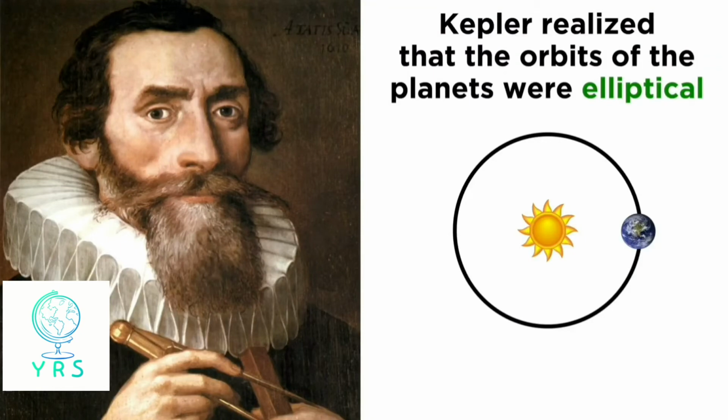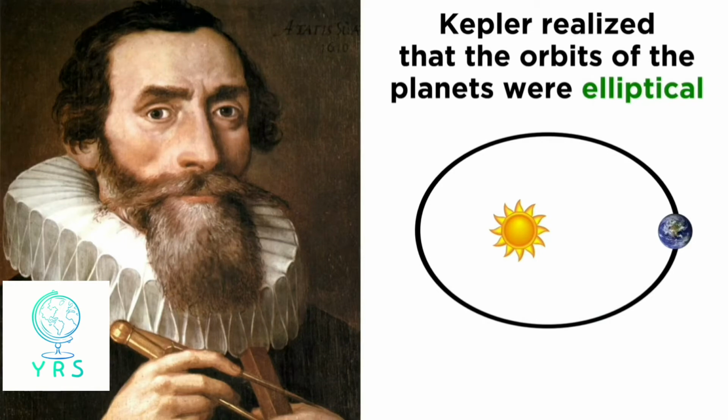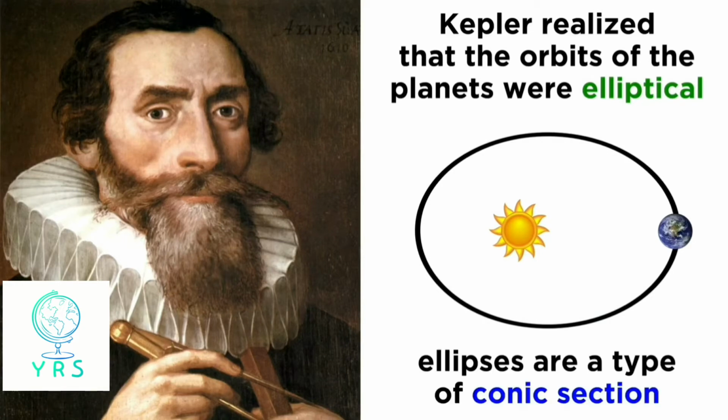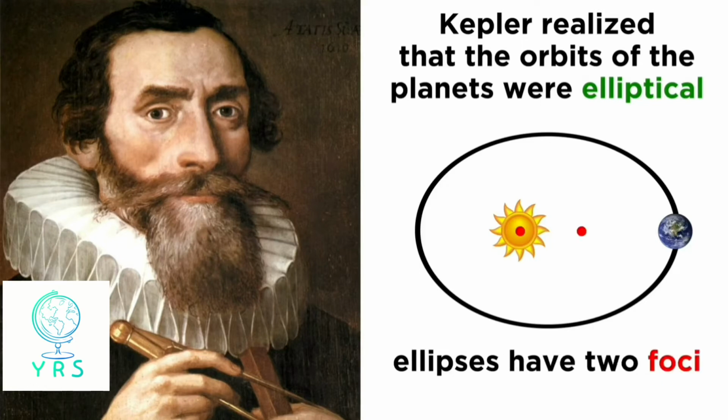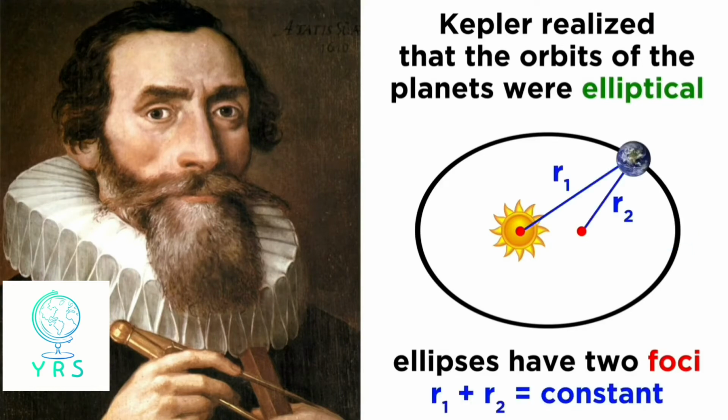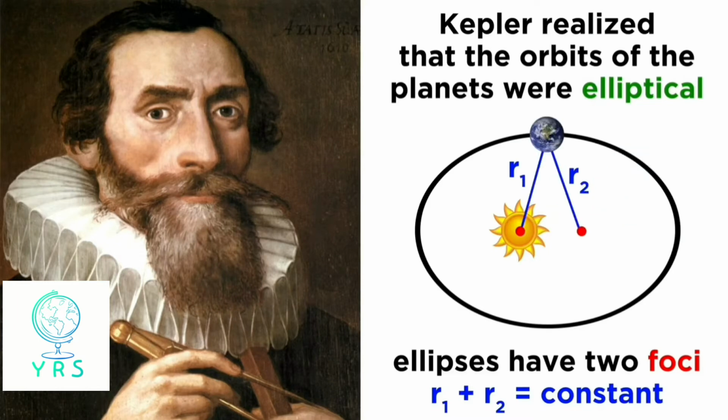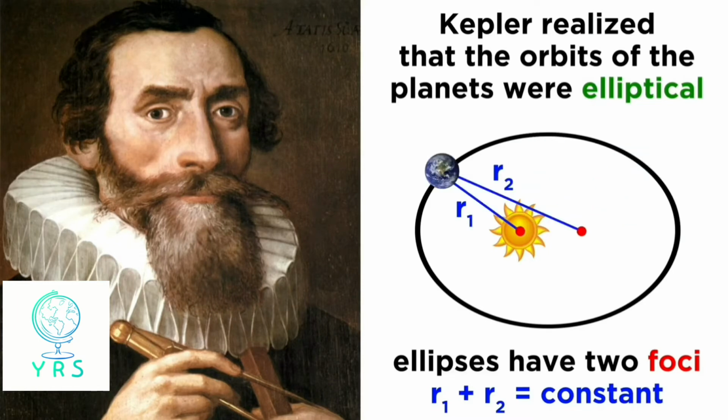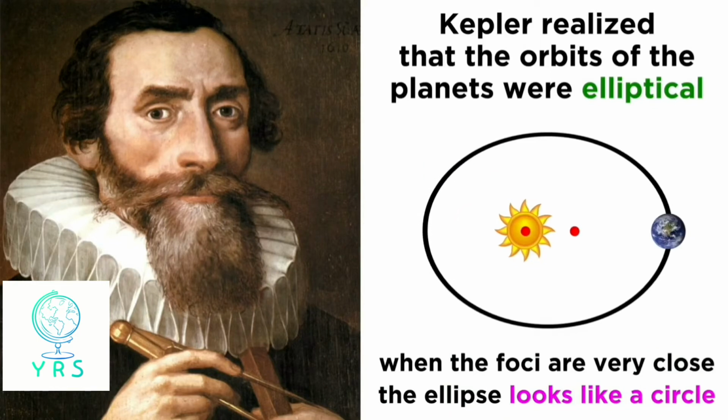When Kepler started studying planetary motion, he studied the planet Mars too, and he stated that the orbits are not circular but elliptical. Ellipses are a type of conic section. These elliptical orbits have two foci, F1 and F2, where the Sun may be at any one of the foci. The sum of the planet's distances from the foci is constant. For this he says R1 plus R2 is equal to constant.